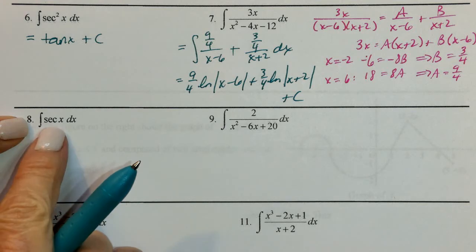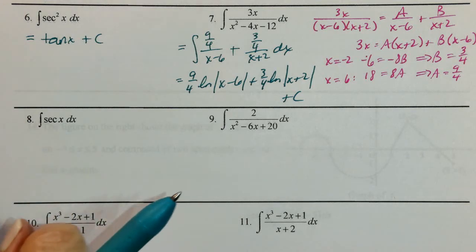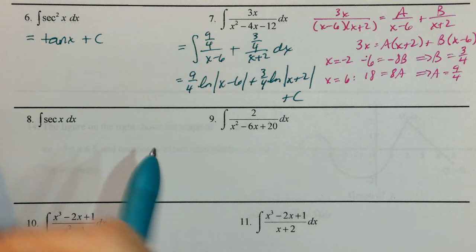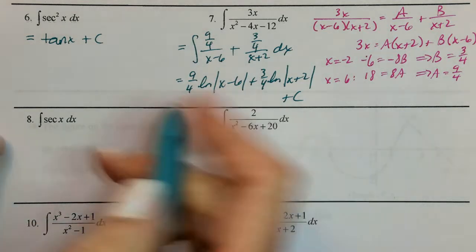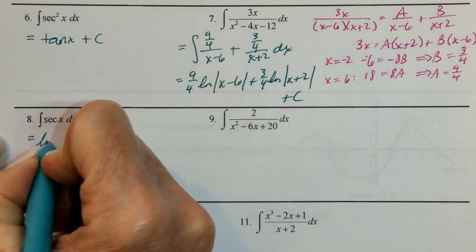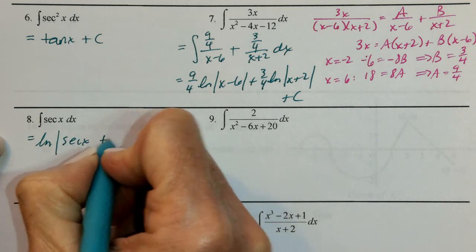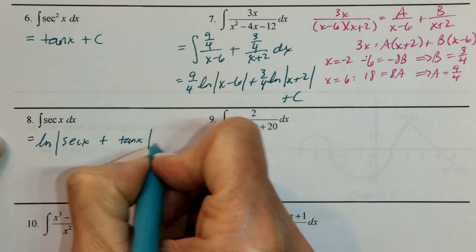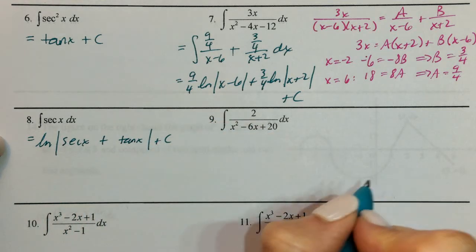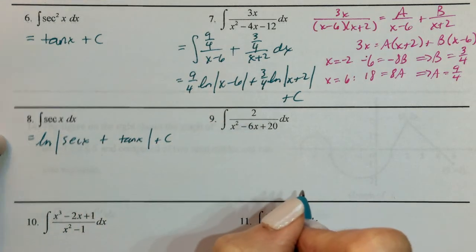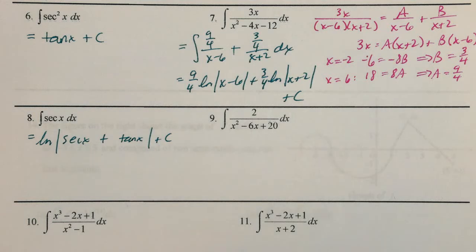Okay, number 8 here, the integral of secant x. Well, I don't know a trig function whose derivative is secant x. So this is one of the other ones that we memorized. This is going to be the natural log, the absolute value of secant x plus tangent x plus c. Memorize that. That's on our list of things to memorize.